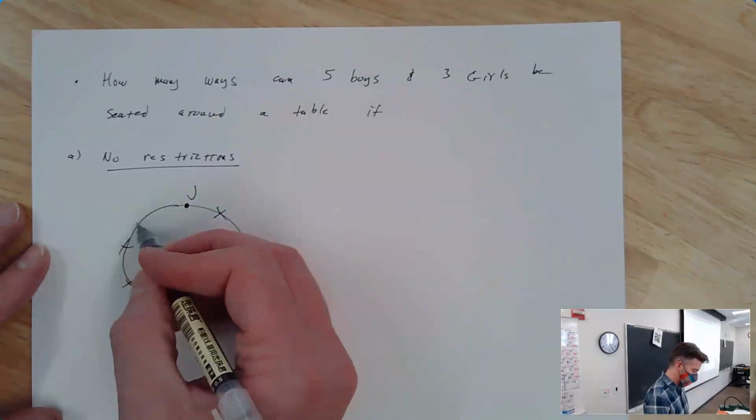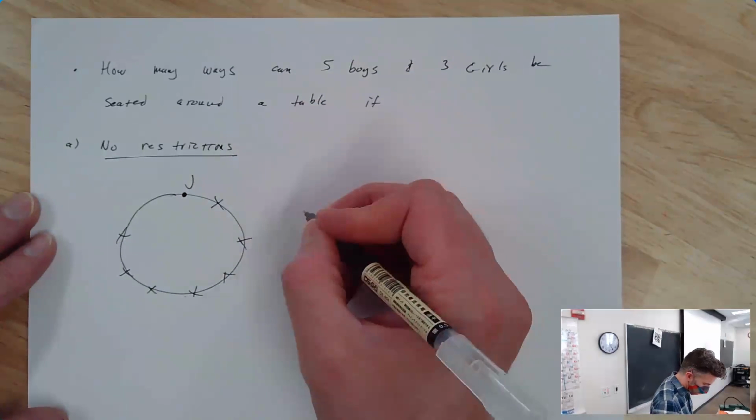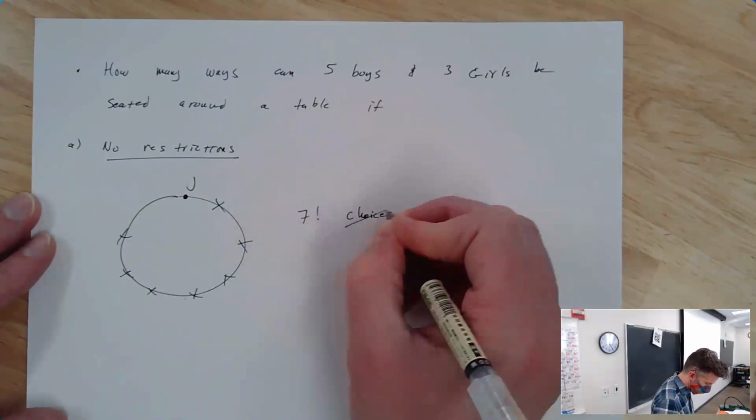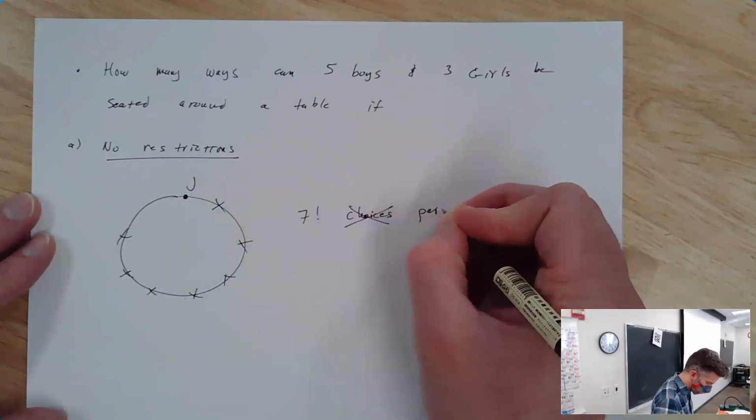there are going to be, no one wants to sit next to me, sorry. There are going to be 7 factorial choices. Or I should say, really 7 factorial permutations.